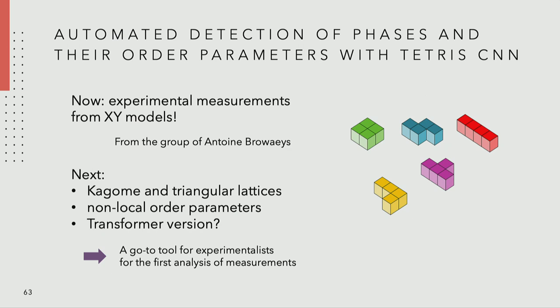And if we succeed, and I hope that will happen, we basically hope to make it a go-to tool for experimentalists as a first analysis of their data to look for phases and correlators that are important. Or maybe, and I think what's also powerful, it doesn't have to be used only for phase detection. You can use this architecture for various spin model related problems and get these correlators that are creating the decision process of your network for free.